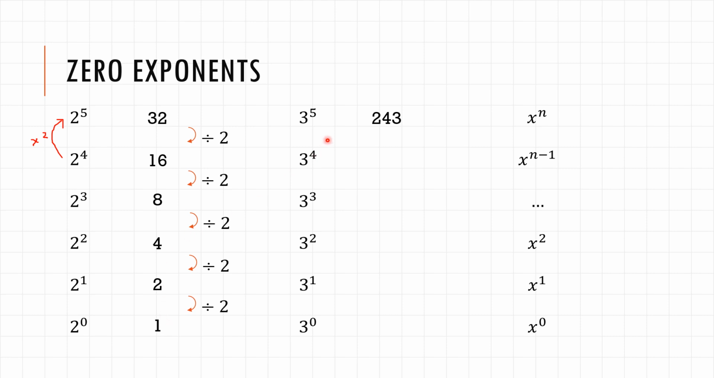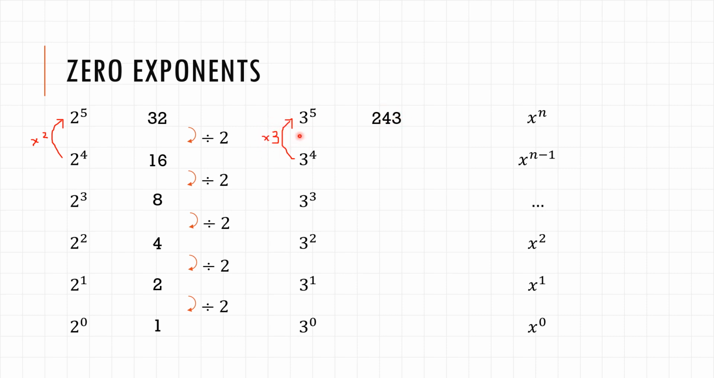Let's see if we can extend that same idea here. So remember, this is 3 multiplied by itself 5 times. This is 3 multiplied by itself 4 times. So to go from 5 to 4 times, we can take this number, and because to get here we multiplied by 3, to go backwards we will just take this number and remove one of the multiplications by 3.